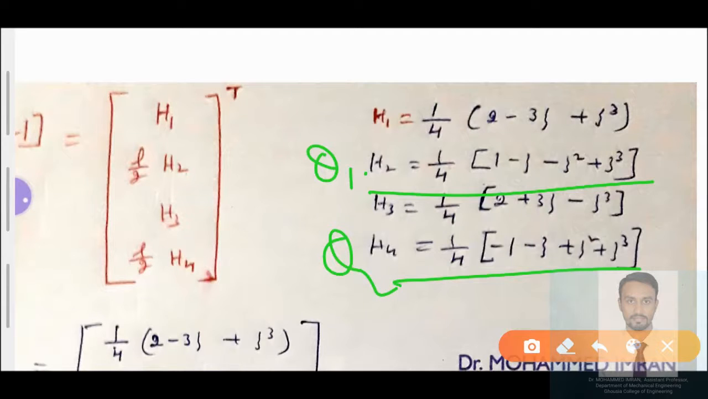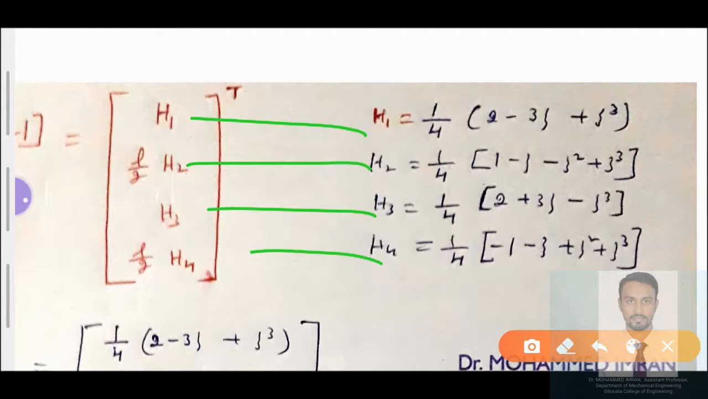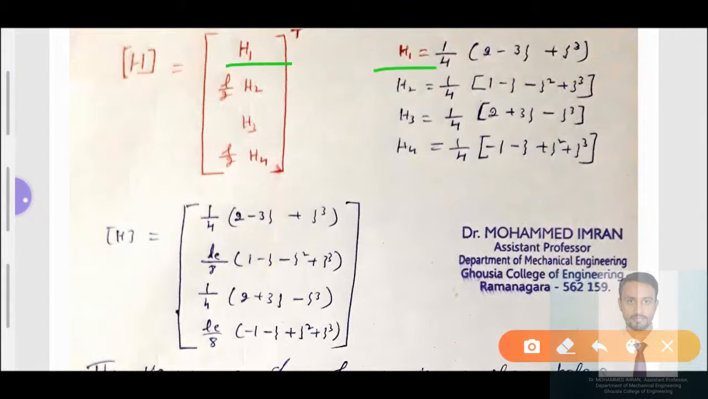You check out this one. 1 by 4 remains common. Plus 1 minus 1 here. This remains minus zeta. Minus zeta square becomes plus zeta square plus zeta cube. Now you can easily remember. Now I'll substitute h1, h2, h3 and h4. h1 as it is I have taken here. h1 is equal to 1 by 4 into 2 minus 3 zeta plus zeta cube.